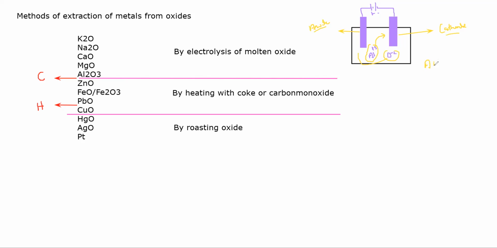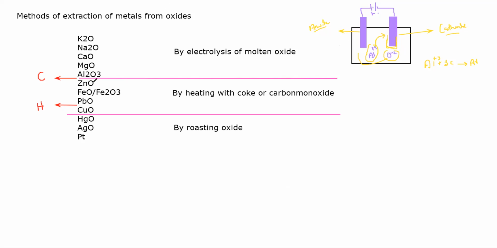When aluminium ions move towards the cathode, they take 3 electrons and change into aluminium metal. So we'll have a shiny solid deposited at the cathode, which is aluminium. This is how we separate aluminium from oxygen by passing a current, using electrolysis of a molten oxide, not an aqueous one. Because if you use an aqueous solution, then hydrogen will be discharged instead of the more reactive metal.